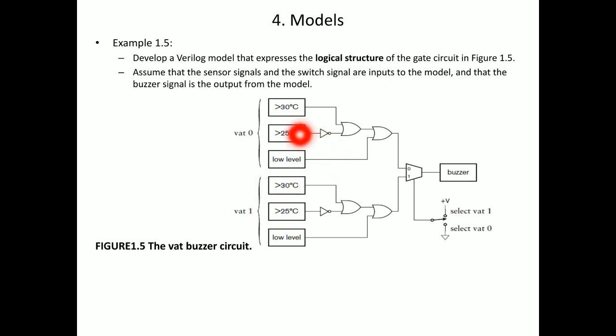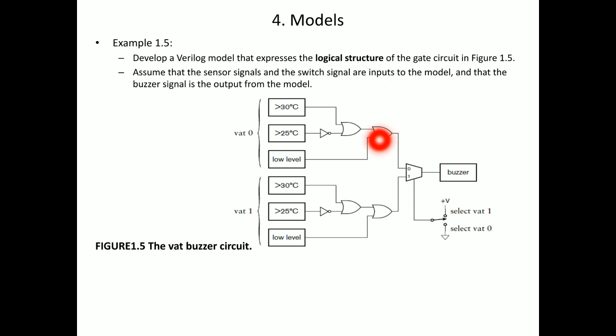The circuit connection is like this. We have three inputs for VAT 0: above 30 degrees centigrade, above 25 degrees centigrade, and low level. We have used an OR gate, a two-input OR gate, where one input is 30 degrees centigrade and the other is the NOT of 25 degrees centigrade, meaning less than 25 degrees centigrade. It is given by the inverted output of the greater than 25 degrees centigrade signal.